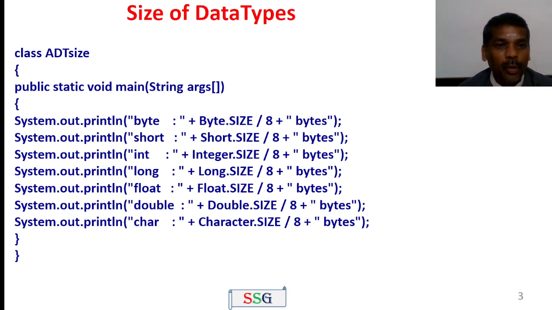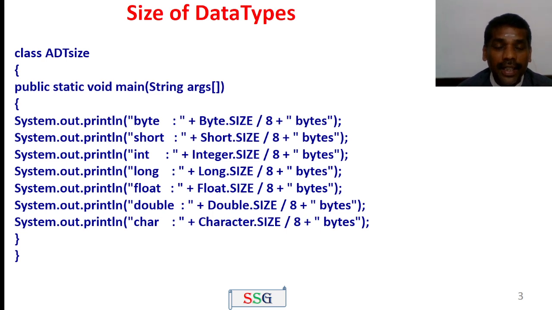For example, I am going to write a class ADTSize, public static void main. Byte.SIZE. This command returns the number of bits required for the byte data type. Divided by 8 means converting the bits into bytes. So byte.SIZE divided by 8 means the byte data type occupies 1 byte of memory. It returns the value 8, and 8 divided by 8, the answer is 1 byte.